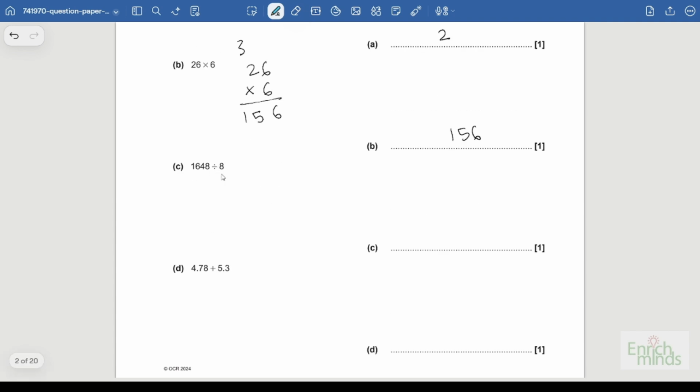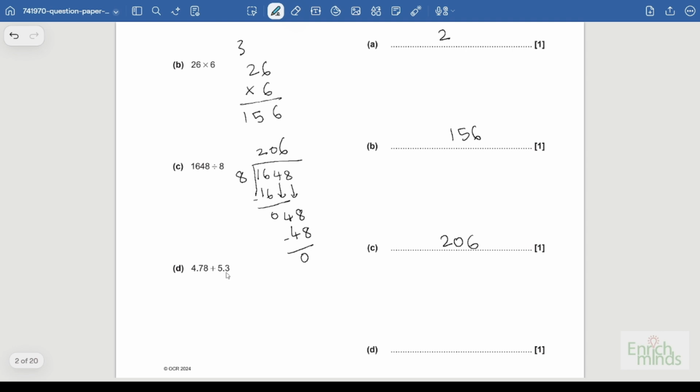1648 getting divided by 8. So I'm using long division here. 8 goes in 16 2 times. And then we take 4. But since it's lesser than 8, I have to take another number, the next number here. So 8 goes in 48 6 times. 8 sixes are 48. So the answer is 206.